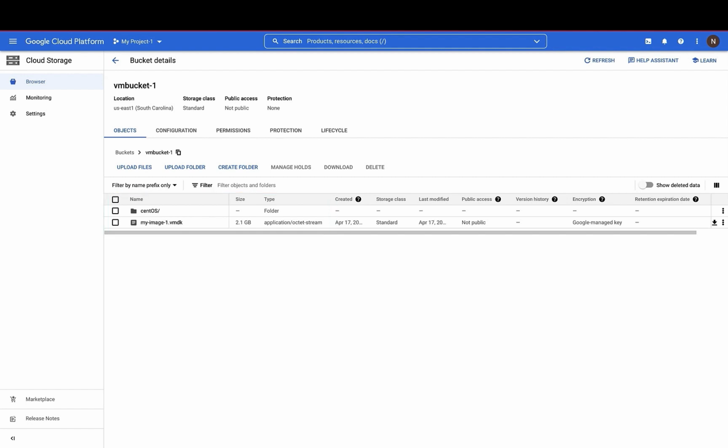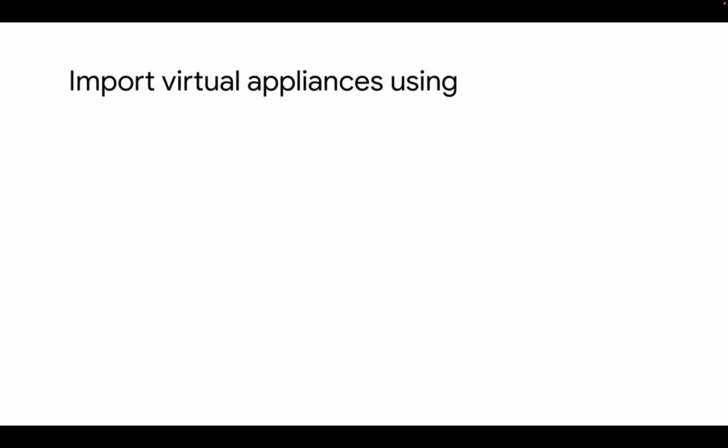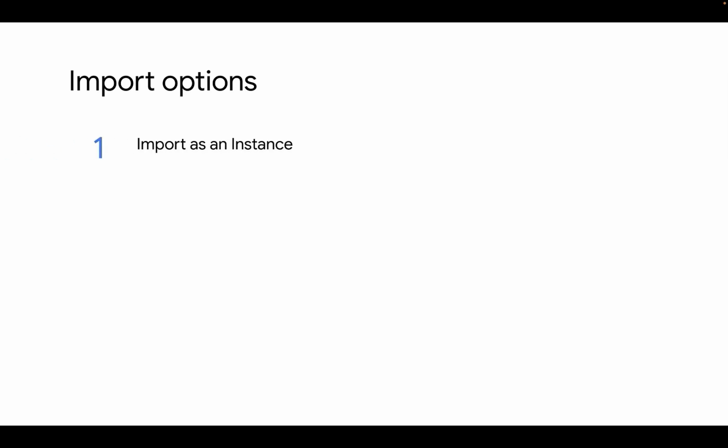Next, we import the OVF files into Compute Engine. We can import machine images through a gcloud command or a Compute Engine API. We have two options when importing. We can either create an instance directly while importing the OVF, or import it as a machine image, then create a new instance from that image.